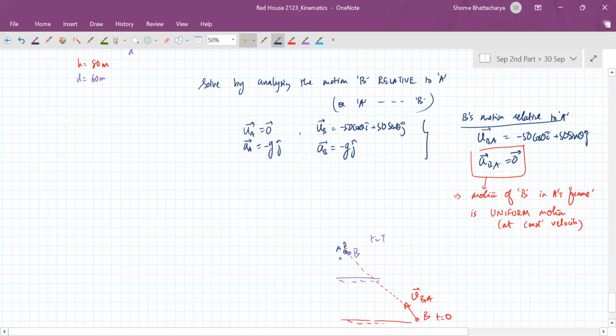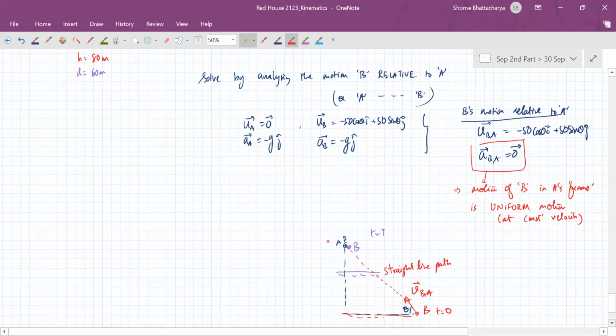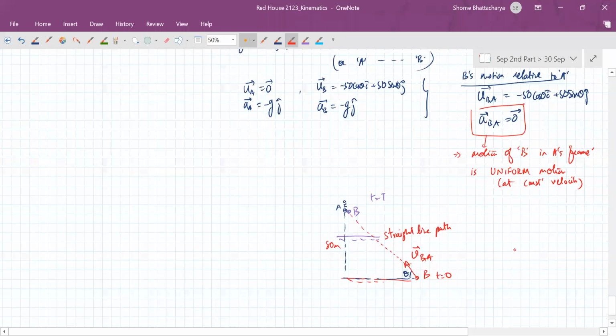So in order for this to happen, the direction of B's velocity should be along the hypotenuse of this triangle. So this is a straight line motion. This is 80 meters and this is 60 meters. So you can see that tan theta should be equal to 4 by 3, so theta should be 53 degrees. So the velocity of B relative to A will become minus 50 i cap plus 40 j cap in meters per second.